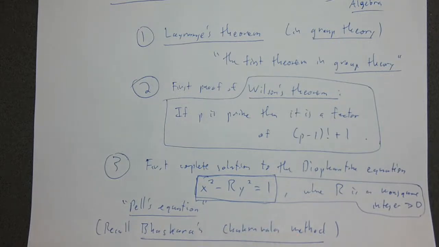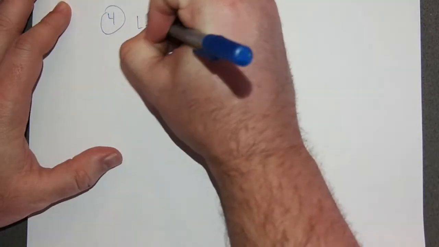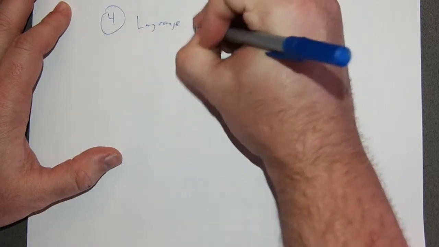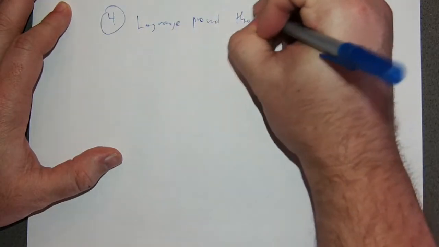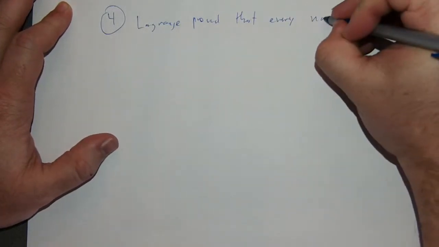He also generalized the way that he gave a solution to this equation to give a complete treatment of Diophantine equations of a general quadratic form. Okay. So that's nice. He was responsible for proving the following. Lagrange proved that every natural number is a sum of 4 squares.